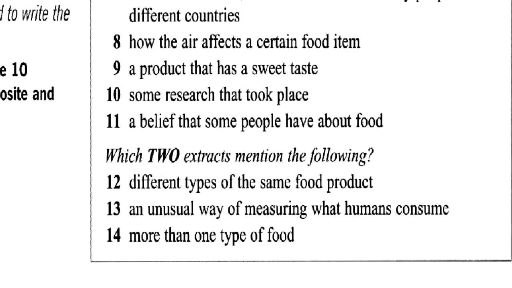And questions from 12 to 14: which two extracts mention the following? For example, different types of the same food product. Which two different paragraphs are these? From which two different paragraphs has that information been taken? We will write their names in front of these.